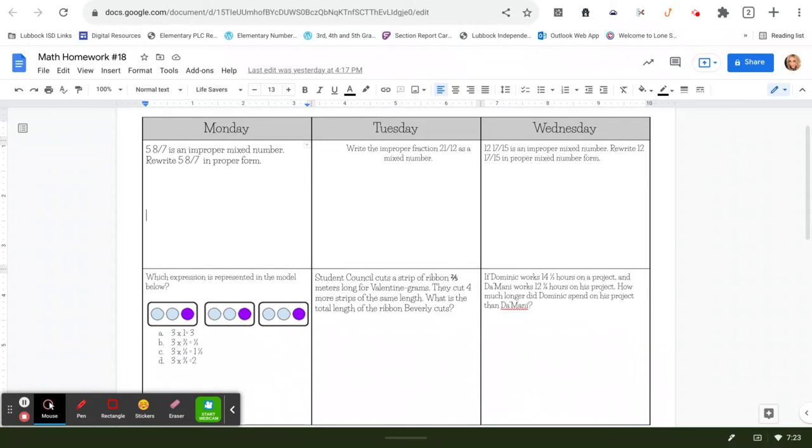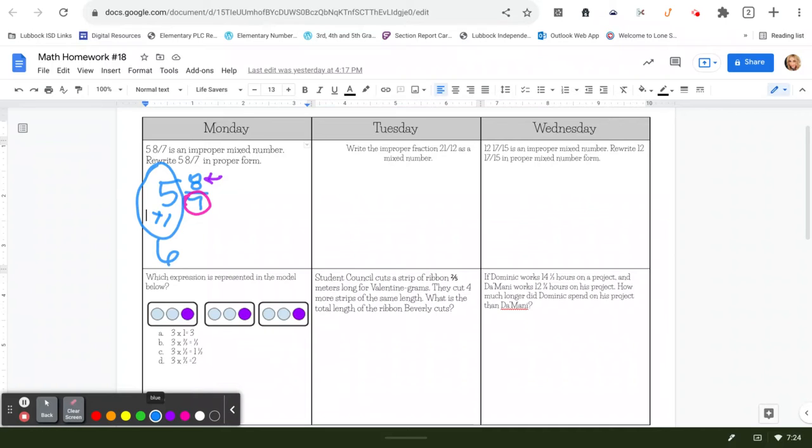So let's look at the first one for Monday. It says 5 and 8/7 is an improper mixed number. Rewrite 5 and 8/7 in proper form. So to do that, we divide. If we need $7 and the bank has $8, how many times can we get our money? We can get our money one time, but what we need to do with this 1 is add it to this 5 over here. So now we have 6.